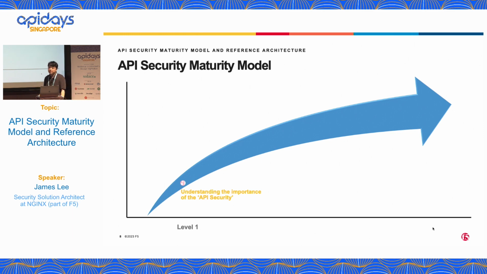I saw many organizations just purchase one solution, one box or one piece of software, to solve the API security problem. Talk about the design and architectural approach to the problem. That's why level one is the first step. Second step, level two.